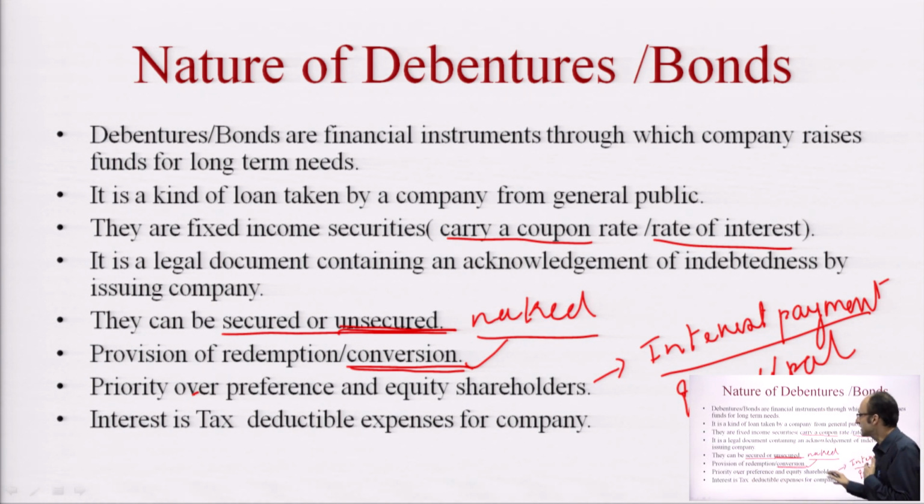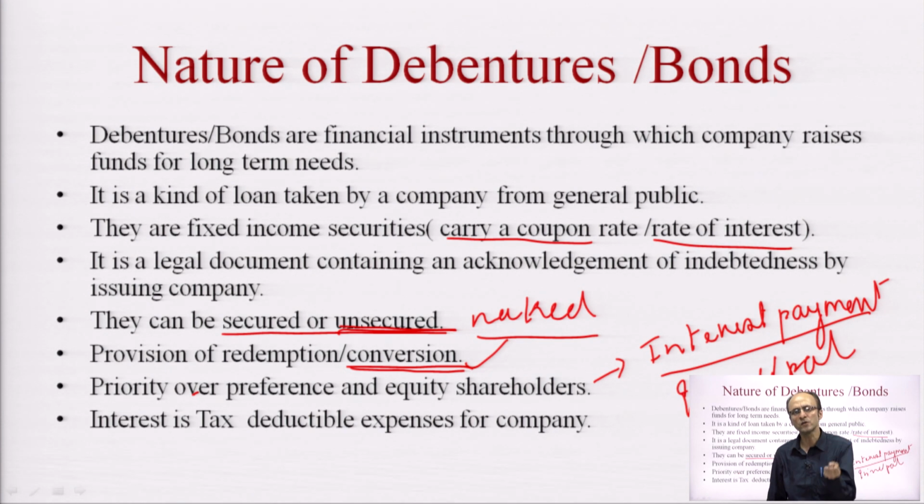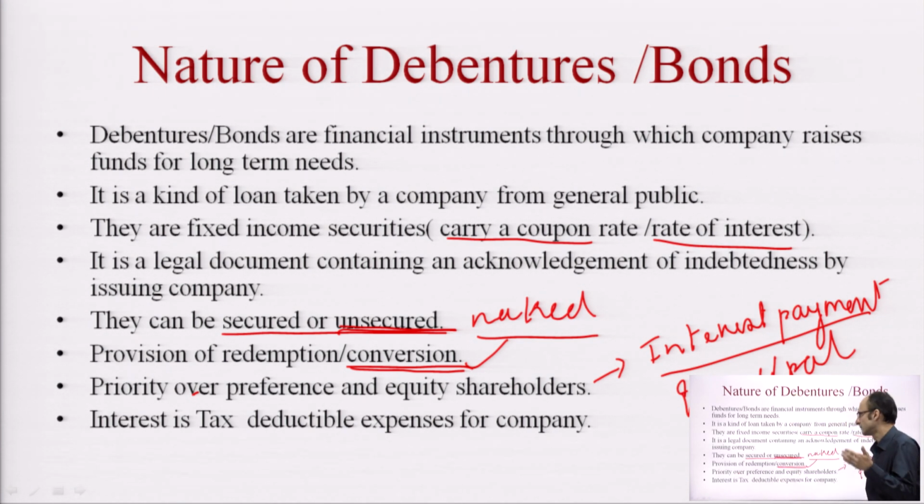This is not the case with preference shares or equity shares. Preference shareholders and equity shareholders get dividends, but that dividend is paid out of the profits of the company, and that too is not a right of preference shareholders and equity shareholders. So the bondholders get priority over the income returns in the form of interest. Whether the company is earning profit or not, the company will have to pay interest to the bondholders. Similarly, after the maturity, the principal amount has to be repaid.